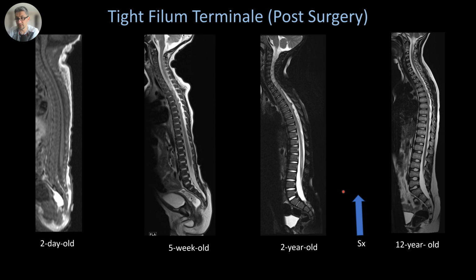The patient gets the surgery at the age of 5 years, and this is the last follow-up. As you can see here, the syrinx has resolved, but the level of the conus is still the same, because at surgery what they do is just cut the filum and leave it like that. And on the last follow-up, the patient is doing well, no symptoms, and playing hockey.